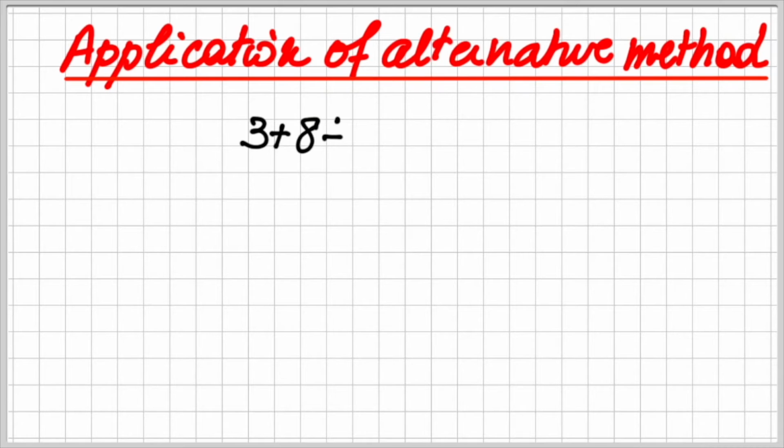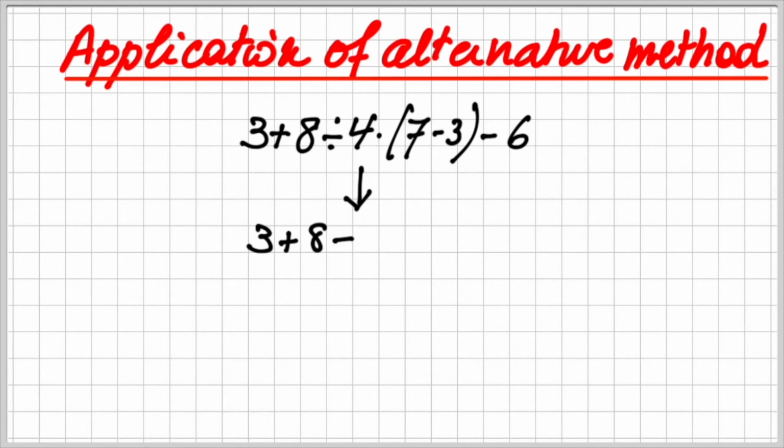We see here 3 plus 8 divided by 4 times 7 minus 3 minus 6. This is basically one of the calculations we did before in this video. Now, the first thing we do is to change those elements here. So we first have to do the brackets. That doesn't change. So 7 minus 3 becomes 4. And here we see we have 8 divided by 4 times 4.